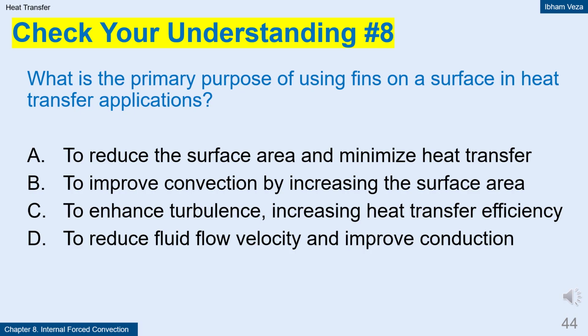C. To enhance turbulence, increasing heat transfer efficiency. This is incorrect, as turbulence enhancement is primarily the function of roughened surfaces, not fins. Fins rely on increasing the area for heat transfer rather than inducing turbulence. D. To reduce fluid flow velocity and improve conduction. This is incorrect because fins do not focus on controlling fluid velocity or improving conduction. Their role is in improving convection by providing more surface area for heat exchange.